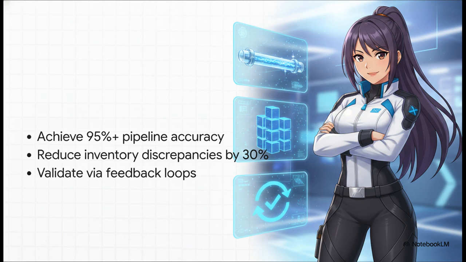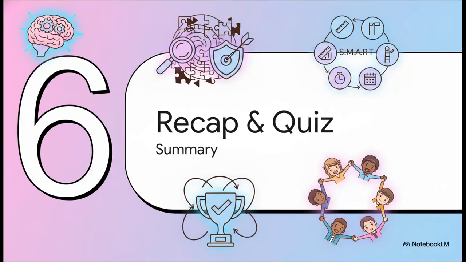Because that problem statement was so strong, it naturally dictates these crystal clear, measurable success criteria. There's no guessing game anymore for the team. Success clearly means achieving 95% or higher pipeline accuracy, reducing those inventory discrepancies by 30%, and validating that reliability through direct stakeholder feedback loops. Section 6. Recap and knowledge check. Just to quickly summarize, defining your problem protects your resources.